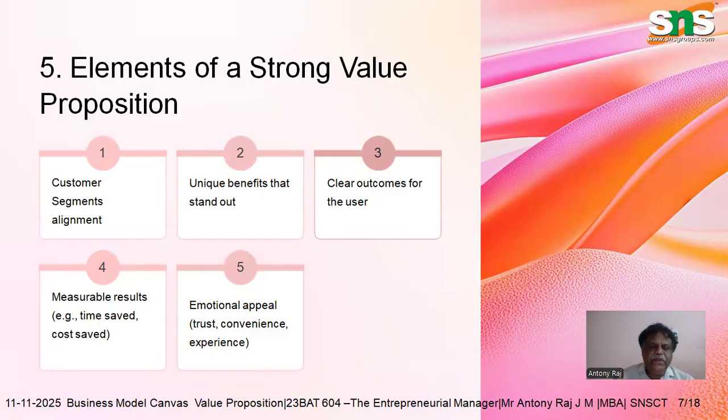And third, the outcome of the value proposition should be very clear for the users. The fourth one is that you should have very measurable results. The results should be clearly measurable, for example, in terms of time saving as well as cost saving. And the fifth one is the emotional appeal. The value proposition should have a very strong emotional appeal like trust, convenience, and experience.